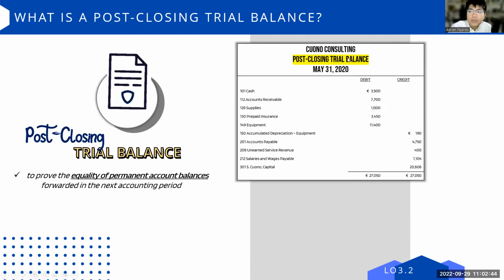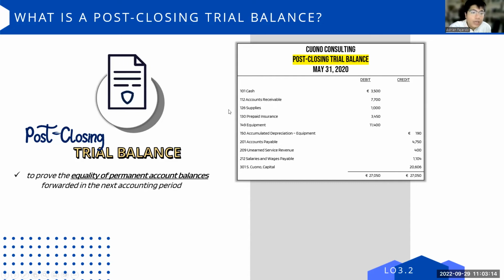So this is an example of your post-closing trial balance. So as you can see, it just contains your assets represented by your cash all the way to your accumulated depreciation equipment, and then your liabilities of accounts payable and unearned service revenue, and salaries and wages. And then you only have one owner's capital because we closed our revenues, we closed our expenses, and we closed our owner's drawings to owner's capital at 20,606.